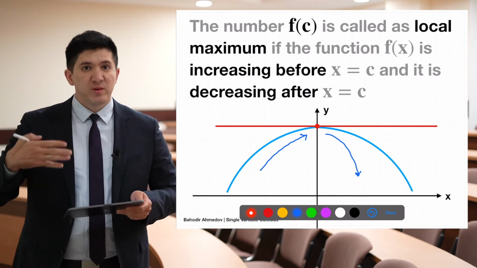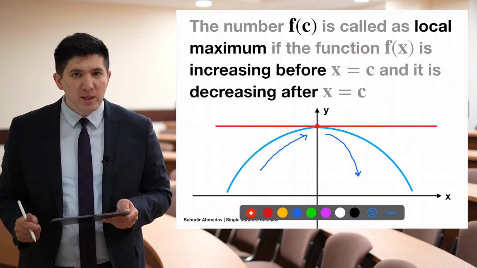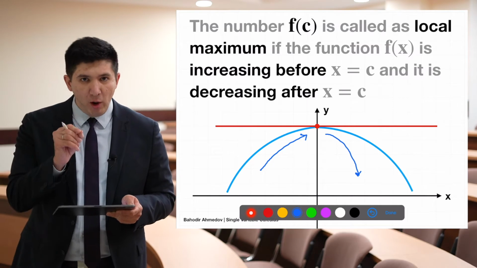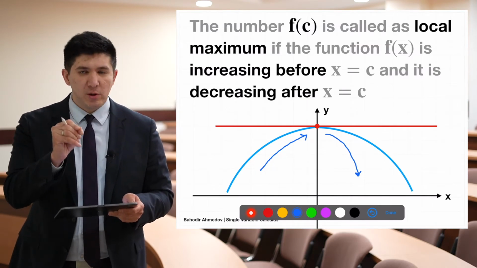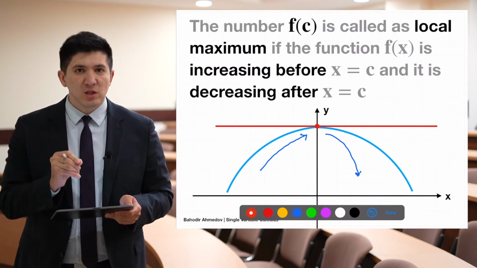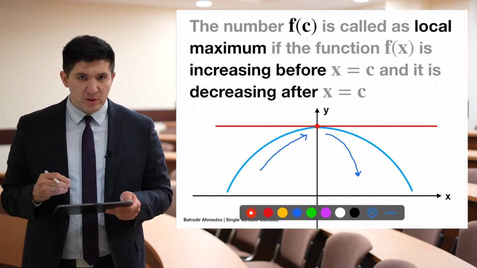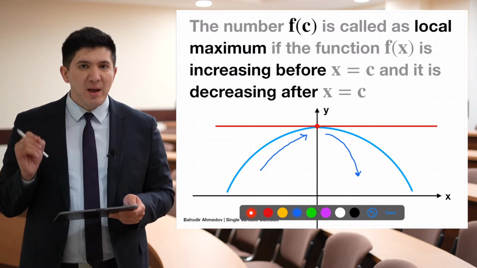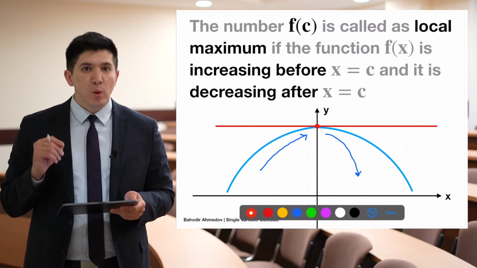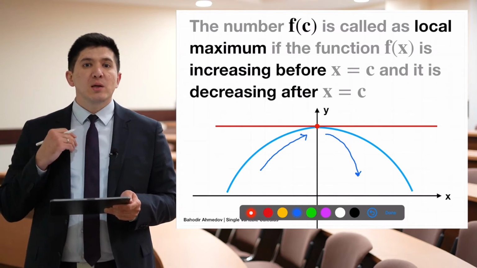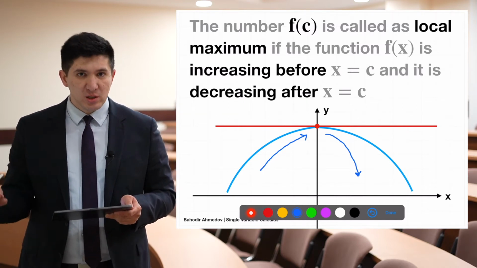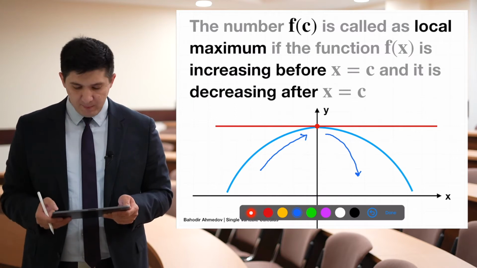So first of all, we define what is the local minimum and local maximum. Local minimum is the point, the height of the function, where the function was decreasing first and then increasing. And the local maximum is the point where the function was increasing and then after this point was decreasing.